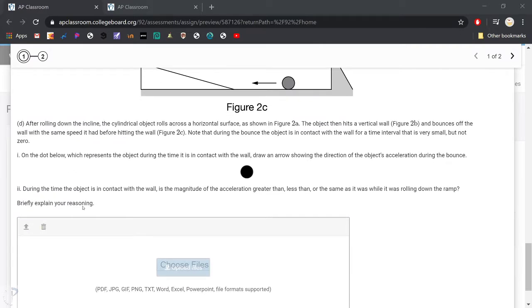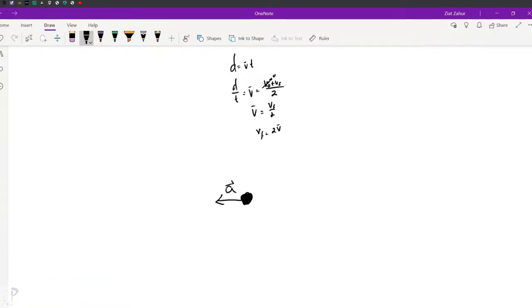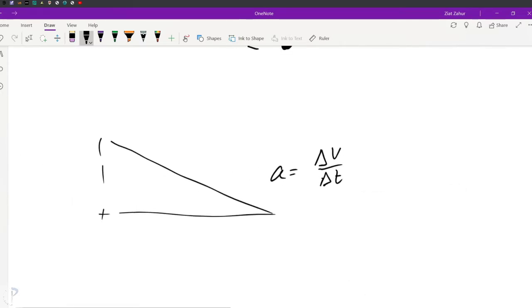During the time the object is in contact with the wall, is the magnitude of the acceleration greater than, less than, or the same as it was while it was rolling down the ramp? Ooh, this is interesting, and we have to explain our reasoning too. Okay, so now we have to take a look. All right, so when we're coming down the ramp, what is our acceleration? Well, our acceleration by definition is delta v over delta t. Okay, and how did my acceleration change? Well, let's see. We'll call this one acceleration 1. We'll call this one acceleration 2, the one where it reverses directions.